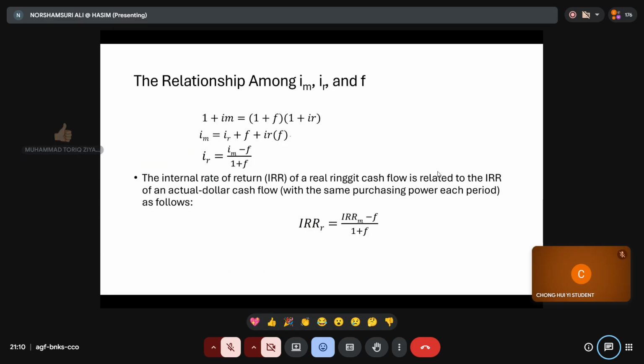And then we go to something that we have: the market, the real, the actual ringgit, and also the real ringgit.